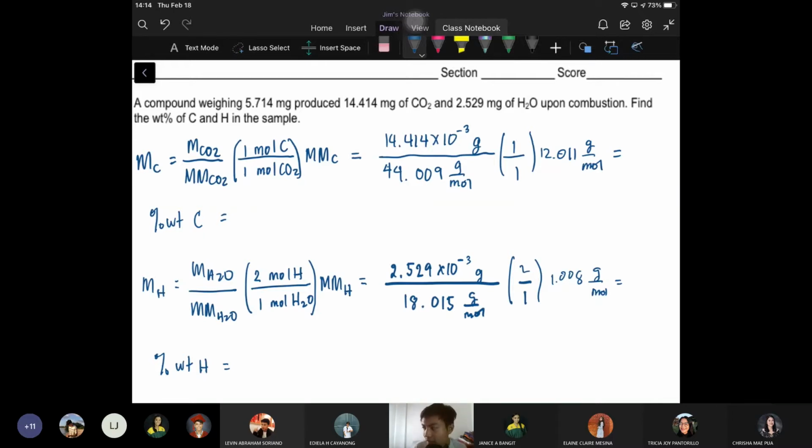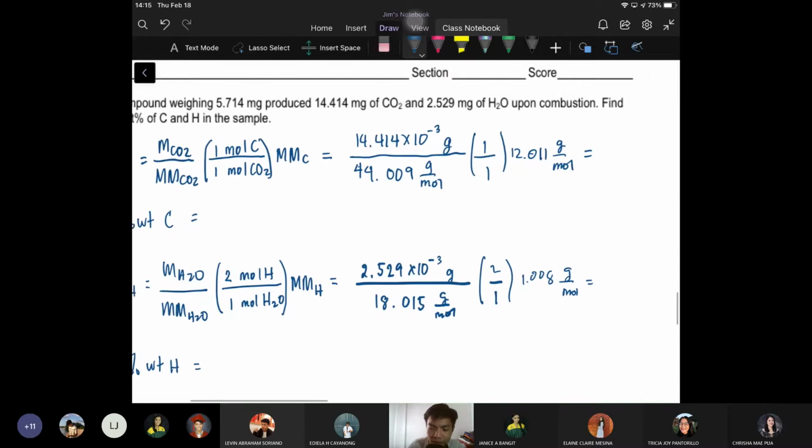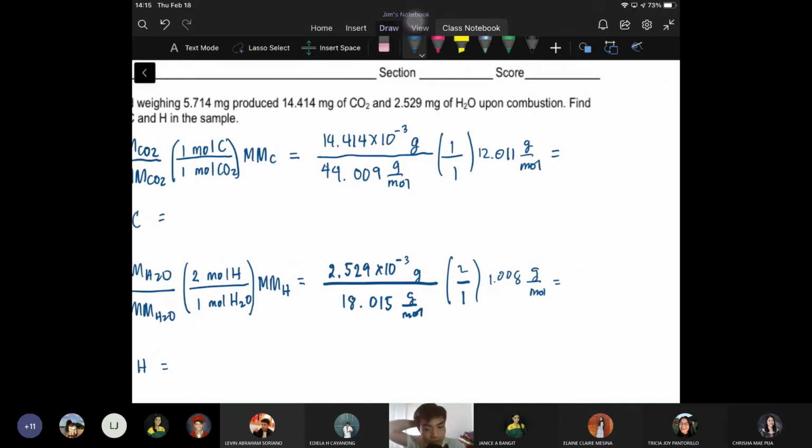Okay, so let's check yung answers ninyo. Mass ng carbon will be, sinagutan ko na yan dito eh. So may cue card na. Nagsagot na ako kanina. So the mass of carbon, wala pala ako nilagay na mass dito. Solve patuloy ako. 14.414 over 44.009. That will be, 4 decimal places tayo muna ha, kasi gravimetry to eh.